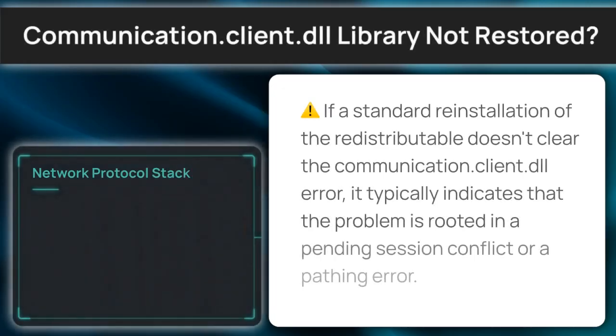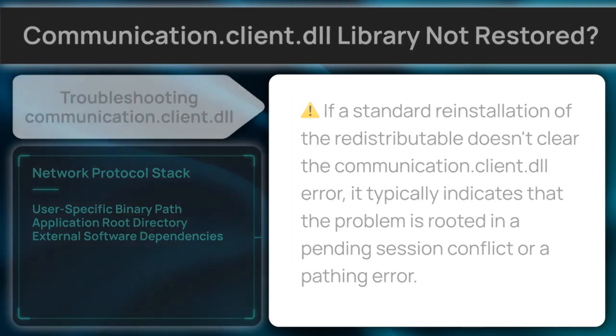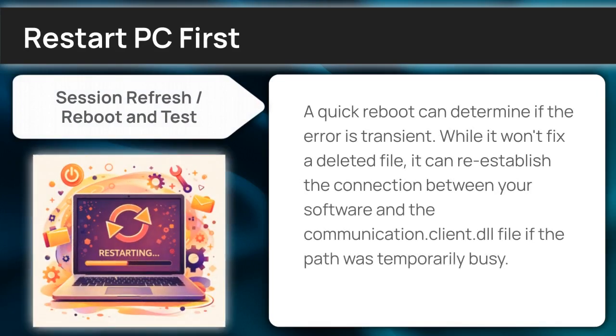If a standard reinstallation doesn't restore the library, we need to verify if the system environment is properly recognizing the new components. A system reboot is a reliable way to clear away zombie processes that might be interfering with Communication Client Library. It's a low-impact step that ensures your operating system is starting with a synchronized environment.